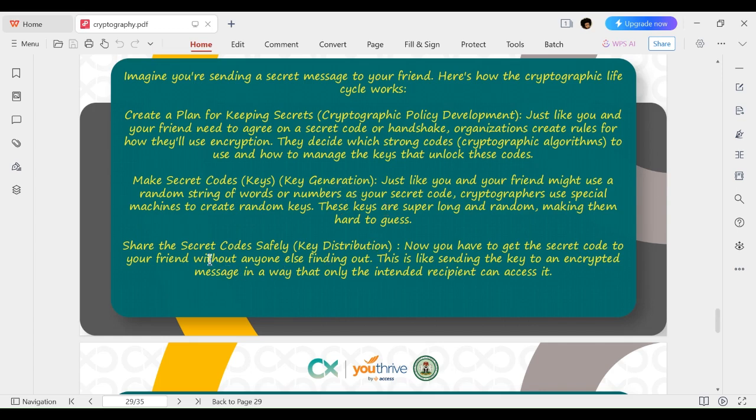So now you share the code safely. That's key distribution. Now you have to get the secret code to your friend without anyone else finding out. This is like sending the key to an encrypted message in a way that only the intended recipient can access it. That's key distribution.